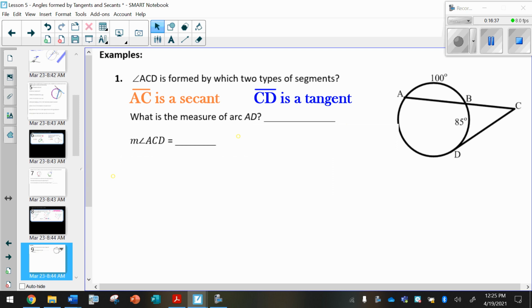Well, AC is a secant because it touches twice. It slices the circle two times. CD is a tangent because it touches once. What is the measure of arc AD?